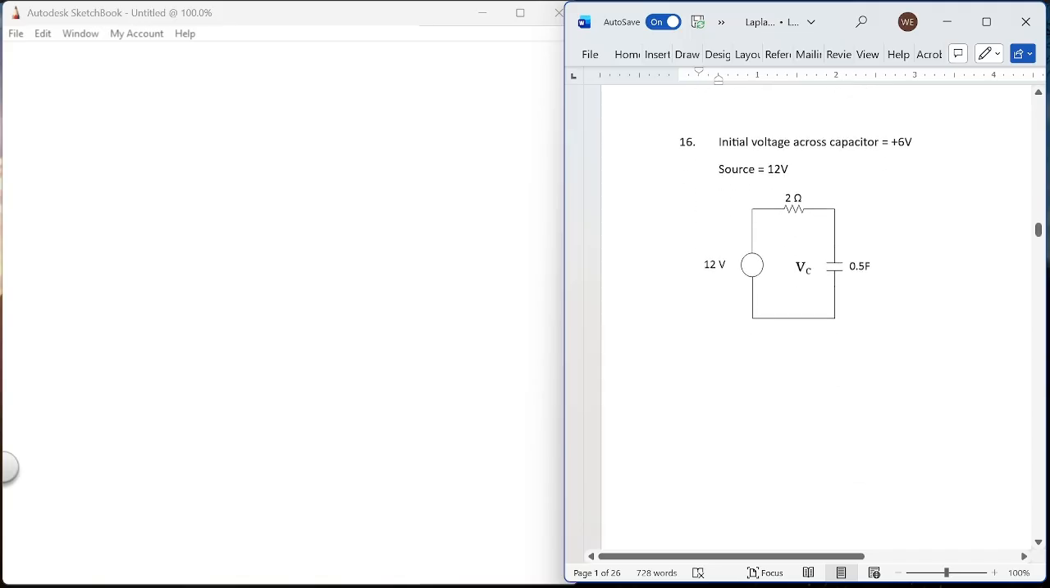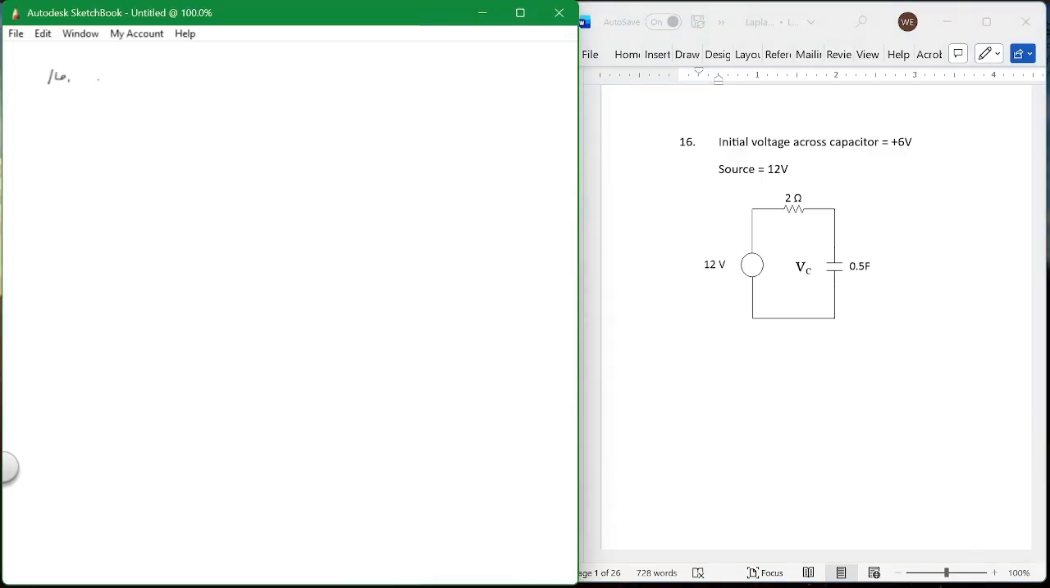Okay, so here is another problem like we had before. Initial voltage is 6 volts. And this is number 16, all right? This is about where we stopped. So number 16. And we've got 12 volts. And we've got 2 ohms. And we've got 0.5, I was going to say microfarads, but it's 0.5 farads. We're trying to keep the numbers so that the problems don't get too bad.